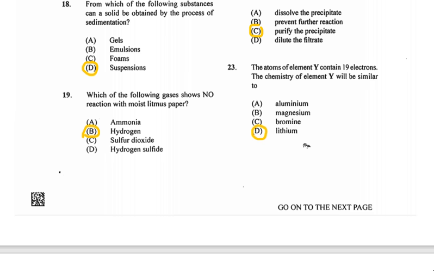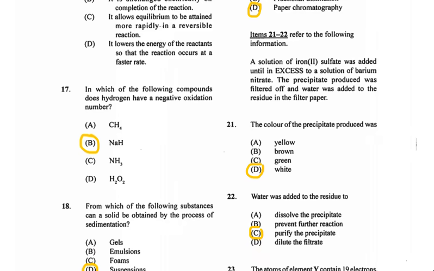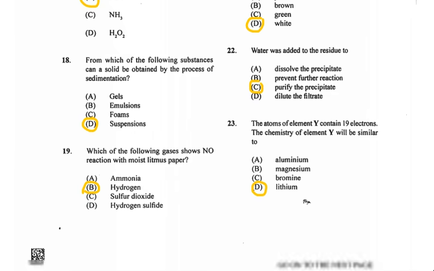Number 19, which of the following gases shows no reaction with moist litmus paper? And we have hydrogen. Number 20, which of the following techniques may be used to separate a mixture of plant pigments? And this one is paper chromatography. All right, number 21, to a solution of iron(II) sulfate, an excess solution of barium nitrate was added. The precipitate produced was filtered off, water was added, and the residue was left in the filter paper. So it asks the color of the precipitate produced, and it was white. This one is a repeat as well, guys.